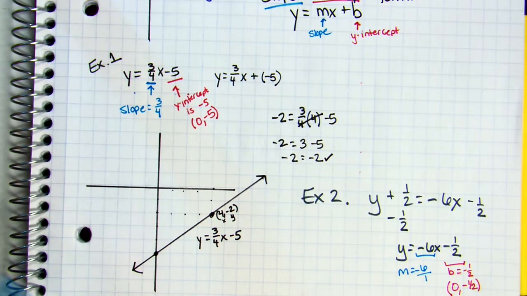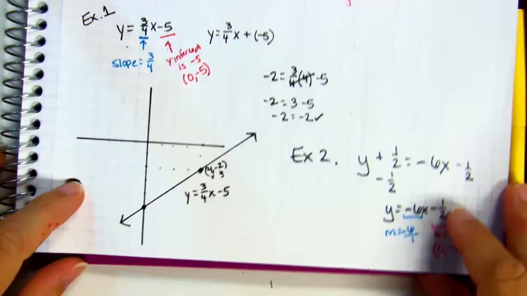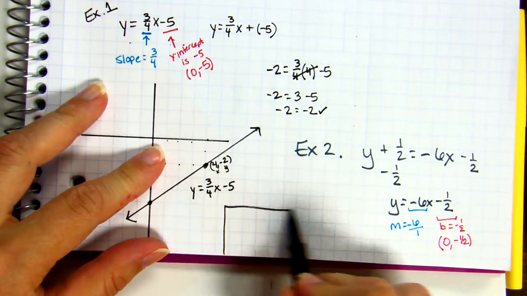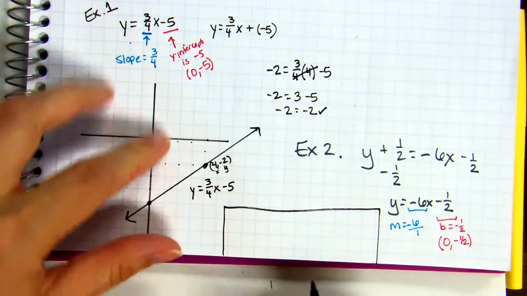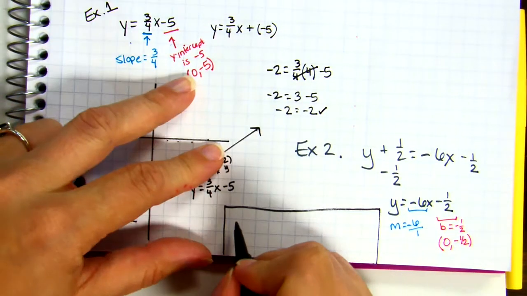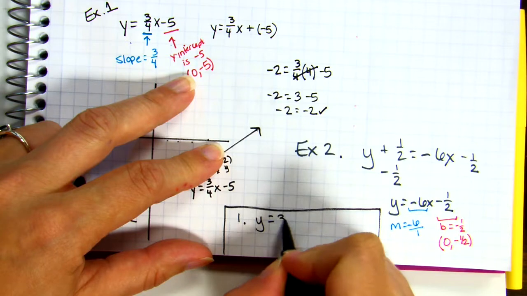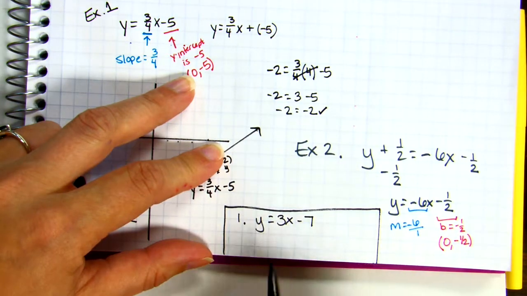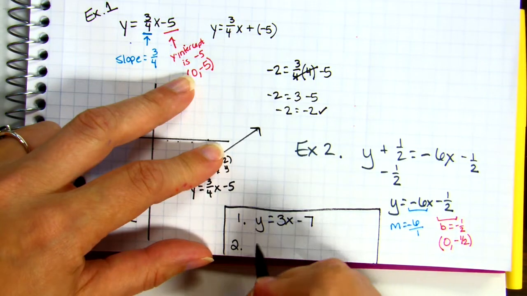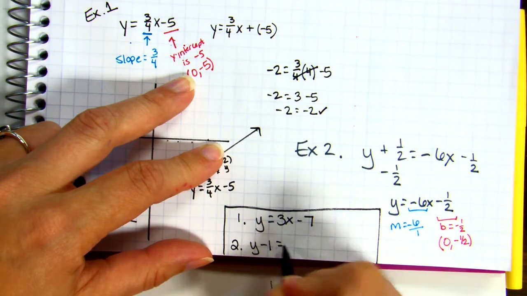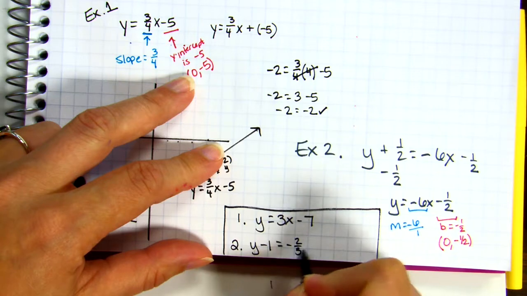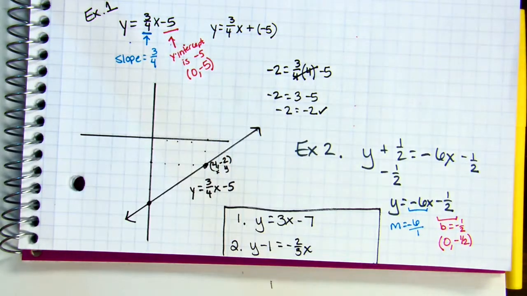So what I would like you to do for your first on your own chunk, I want you to just tell me the slope and y-intercept of these two. Number 1, y equals 3x minus 7. So tell me what the slope is, what the y-intercept is. And for number 2, y minus 1 equals negative 2/3 x. So again, tell me the slope, tell me the y-intercept for that. You don't need to actually graph them.